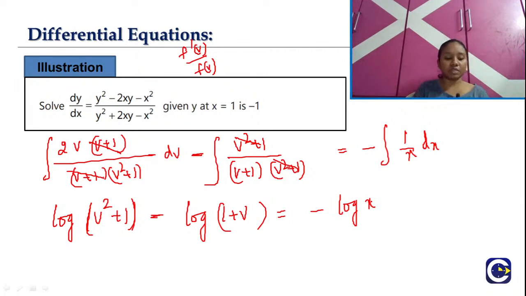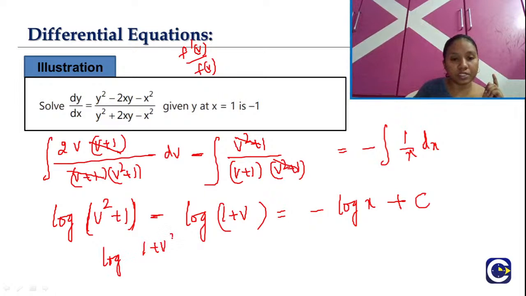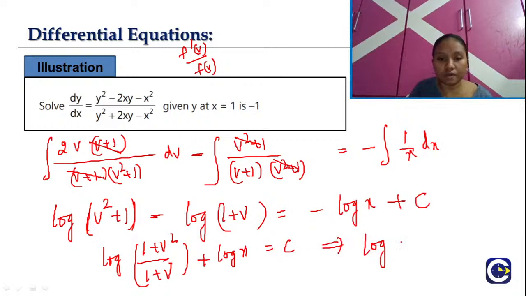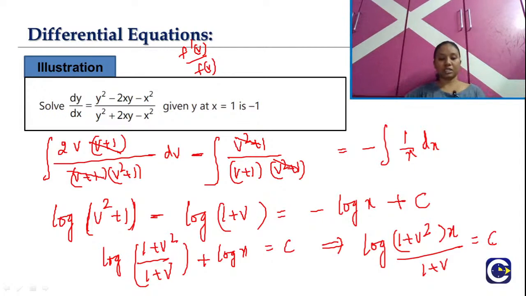So here each and every term is in terms of log. So if we want, we can even write a constant c here, plus c. Right, so the constant will be plus c. So now this can be written as log of 1 plus v square by 1 plus v, and plus log x, which is equal to constant c. So now this can also be added. So this can be rewritten as log of 1 plus v square into x divided by 1 plus v, which is equal to constant c.